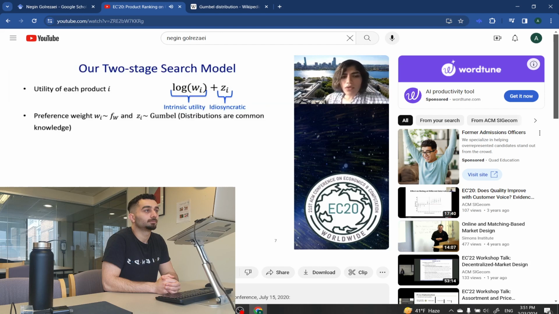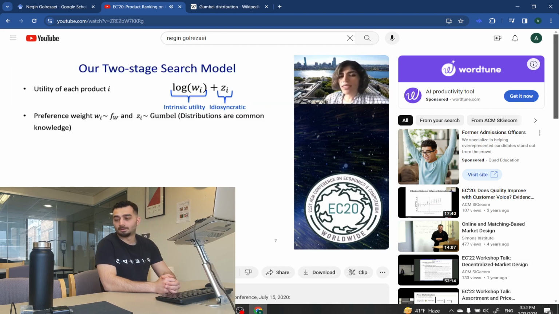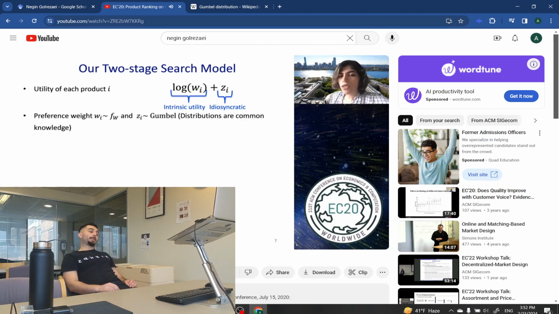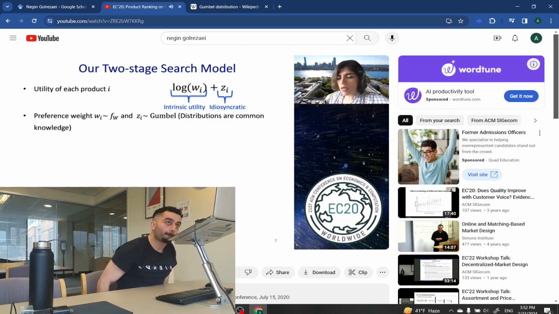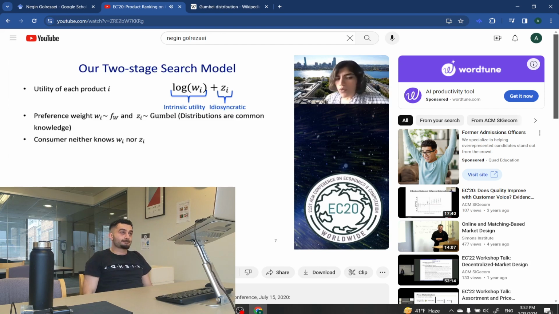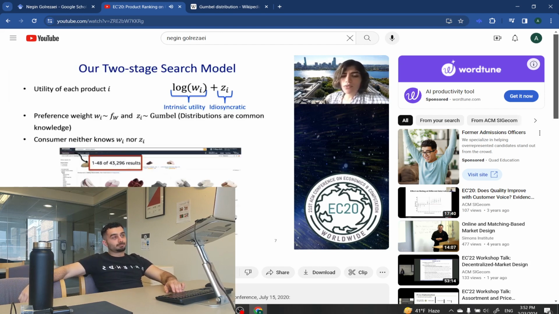So WI, or these preference weights, are drawn from some distribution f of W, and ZI is drawn from the Gumbel distribution. For those of you familiar with assortment planning literature, the Gumbel distribution is pretty common in that literature. Both distributions are common knowledge. Platforms and consumers are aware of these distributions. But what is important here is that the consumer knows neither WI nor ZI. The reason we made that assumption goes back to the example that I showed you earlier.